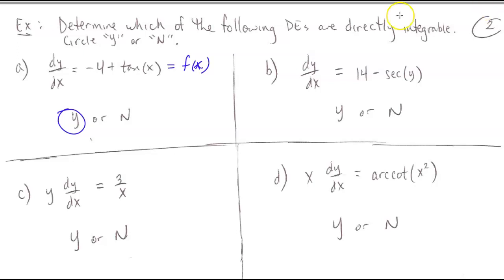Okay. Now for B, I would have to say that it is not directly integrable, because do you see how our independent variable here, well, it's really not an independent variable. It's the same as our function here. So we don't have an x here. So because of that, this is not a function of x, or a function of the variable that we're taking the derivative with respect to.